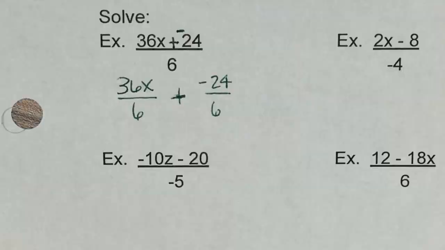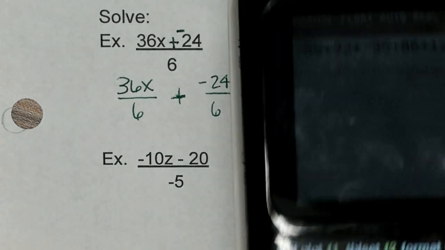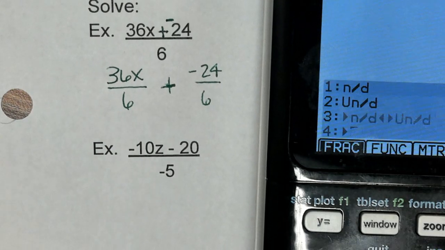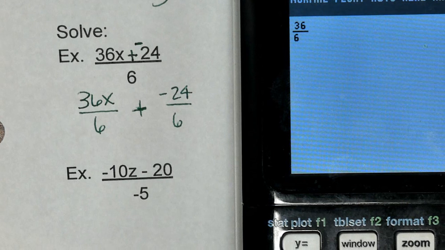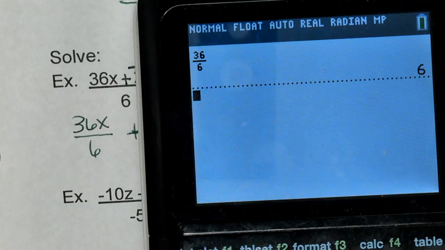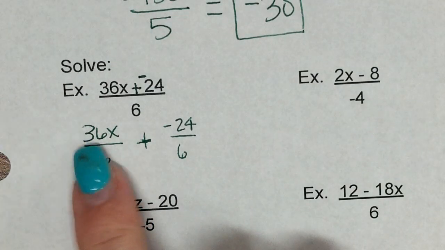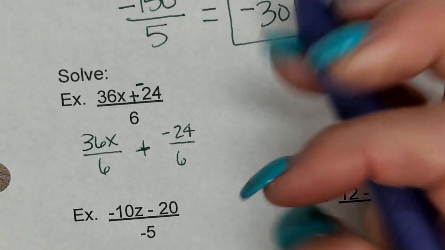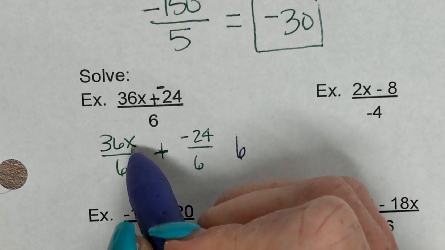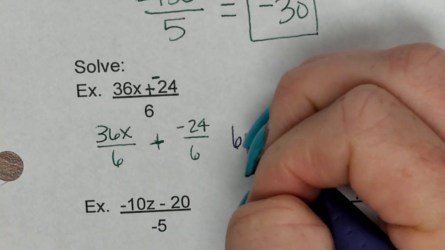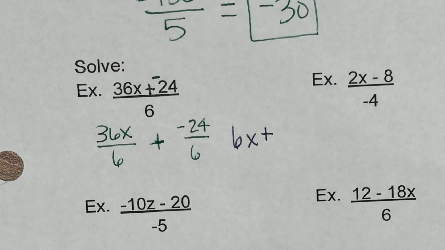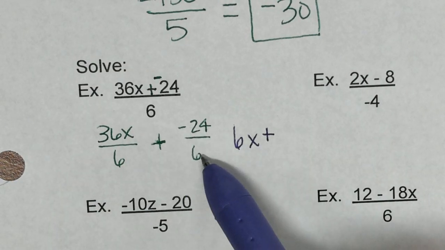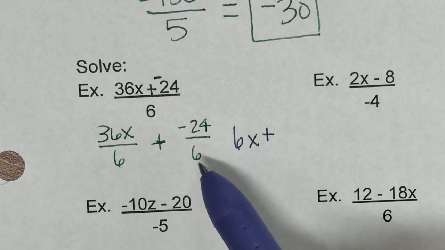Your calculator will do this for you using alpha y equals, because you have two fractions, right? So you're just going to do alpha y equals. You're going to put in 36 over 6. Y'all should know 36 divided by 6 is 6. So this first expression simplifies to 6 what? I can't just get rid of the x. It stays there. 6x plus, and y'all should know this one too, but if you don't, put it in your calculator. What's negative 24 over 6? Negative 4.